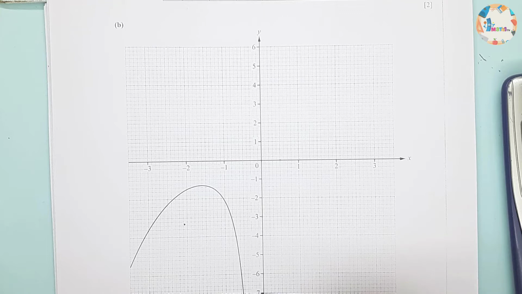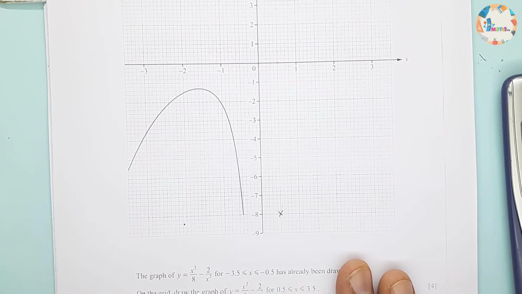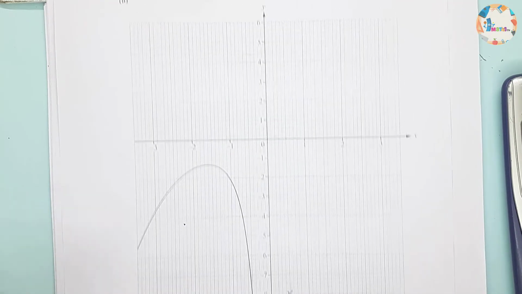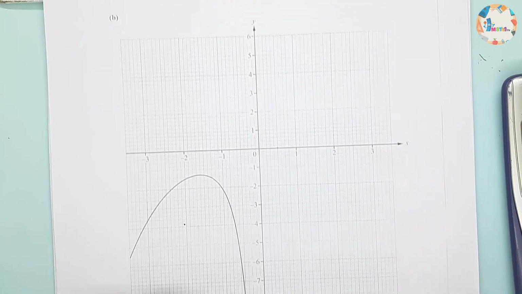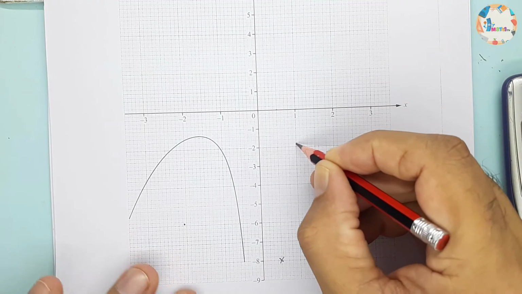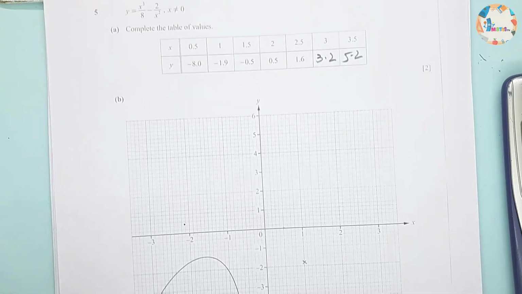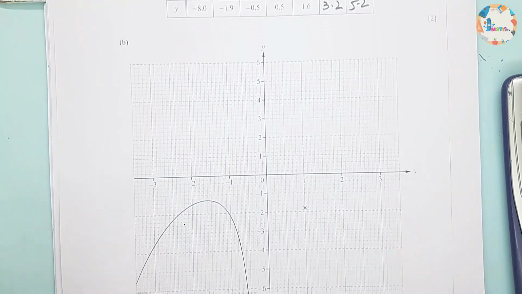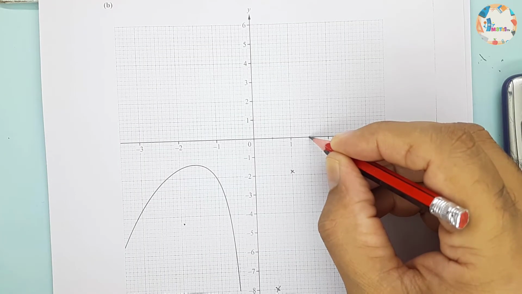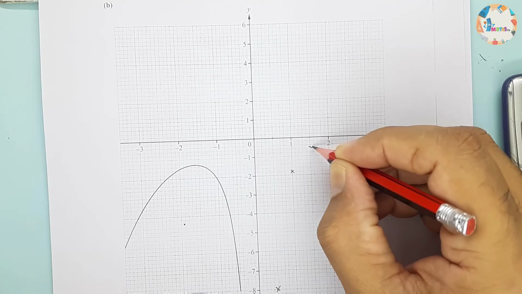So I will mark this, and I will move the page so that you can see this. Hopefully now you can see this. Now the next value is 1 and minus 1.9. 1 and minus 1.9 will be this mark. Now the next value is 1.5 and minus 0.5. So 0.5 will be in the middle over here.